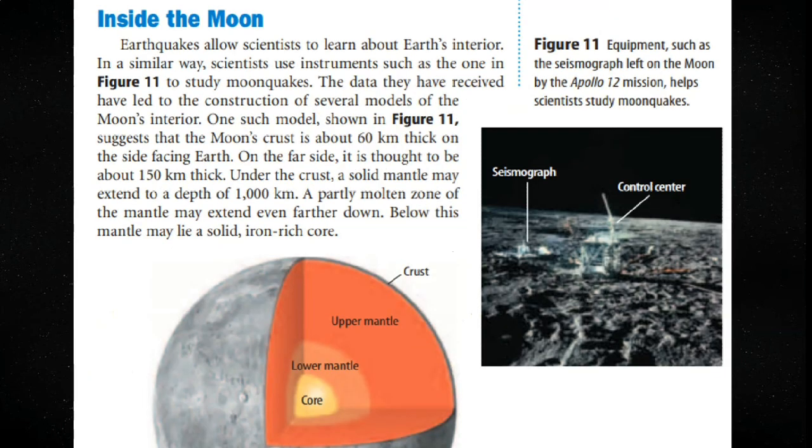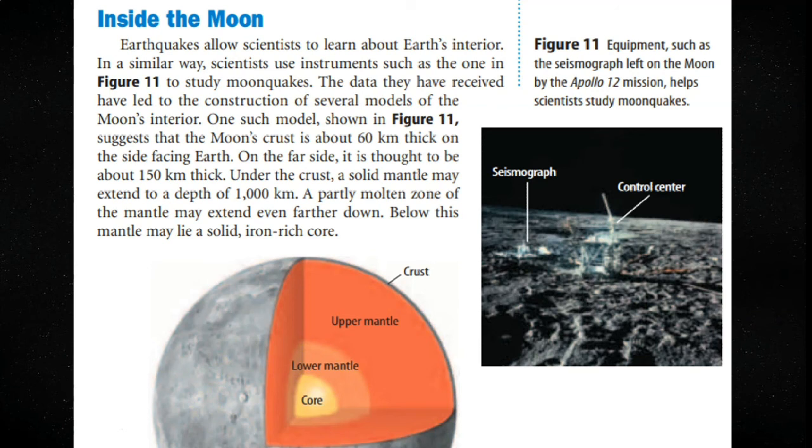Inside the Moon. Earthquakes allow scientists to learn about Earth's interior. In a similar way, scientists use instruments such as the one shown in Figure 11 to study moonquakes. The data they have received have led to the construction of several models of the Moon's interior. One such model, shown in Figure 11, suggests that the Moon's crust is about 60 kilometers thick on the side facing Earth. On the far side, it is thought to be about 150 kilometers thick.